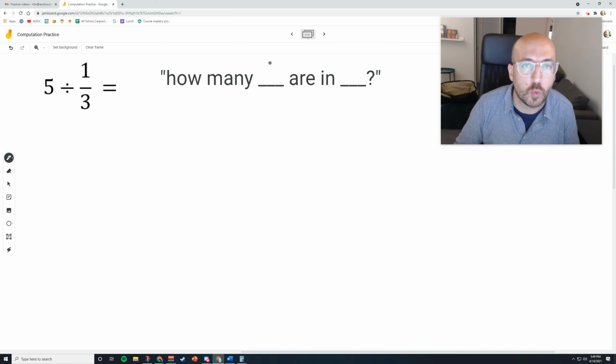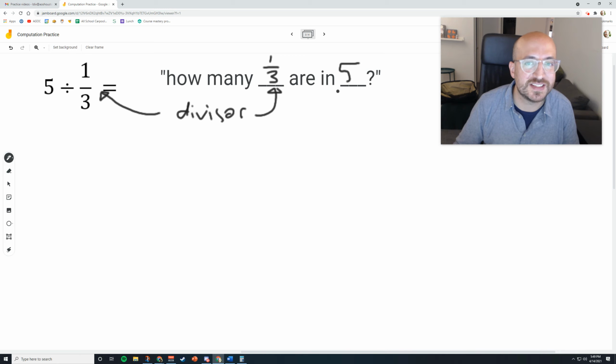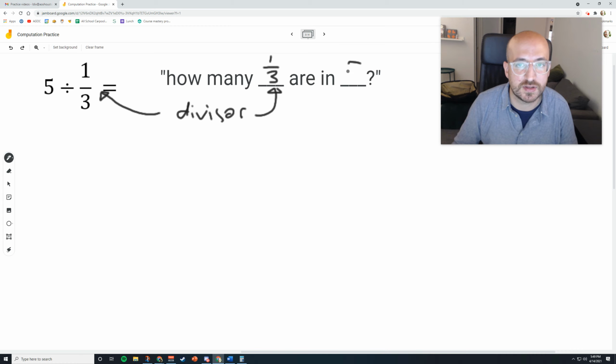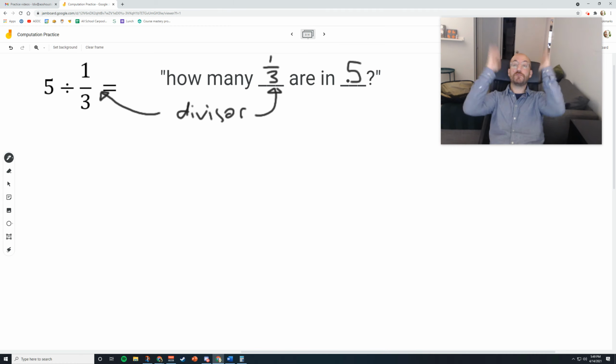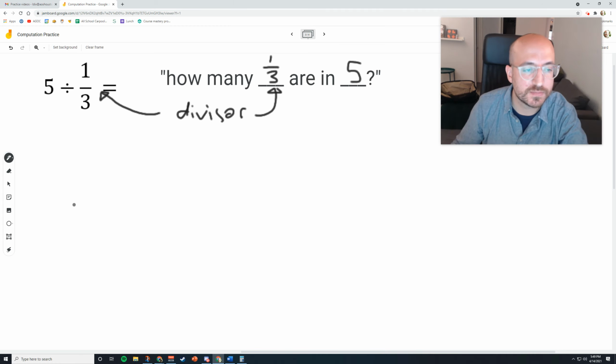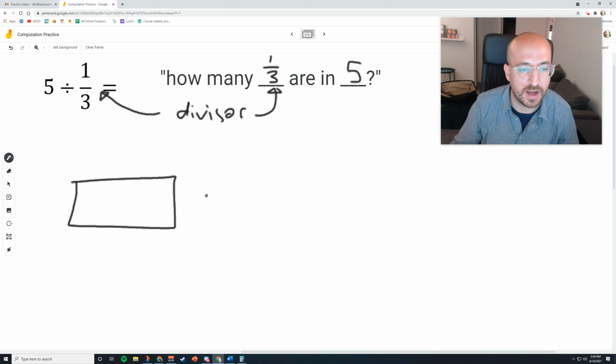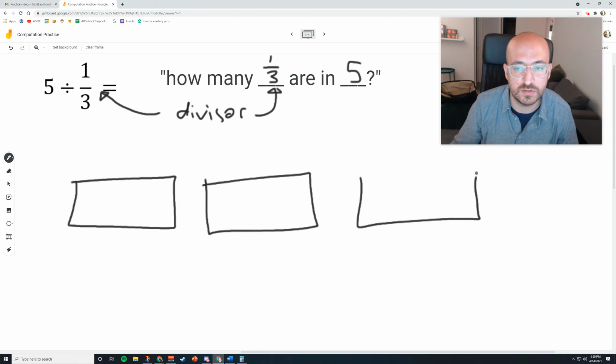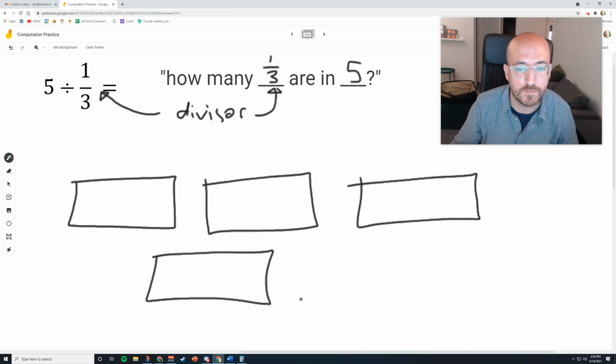How many 1/3, that's our divisor here. You can write this down too. How many 1/3 are in our total? Are in 5. And that's the dividend. You don't need to write it down, but dividend. How many 1/3 are in 5 wholes? Okay, so if I had 5 wholes, 1, 2, 3, 4, 5. And I chop them into thirds.